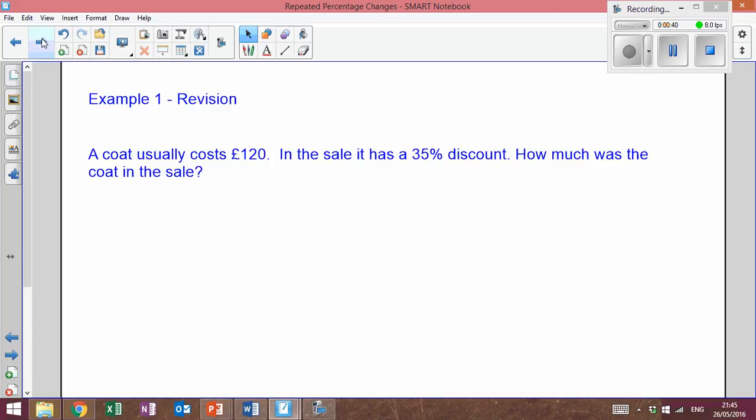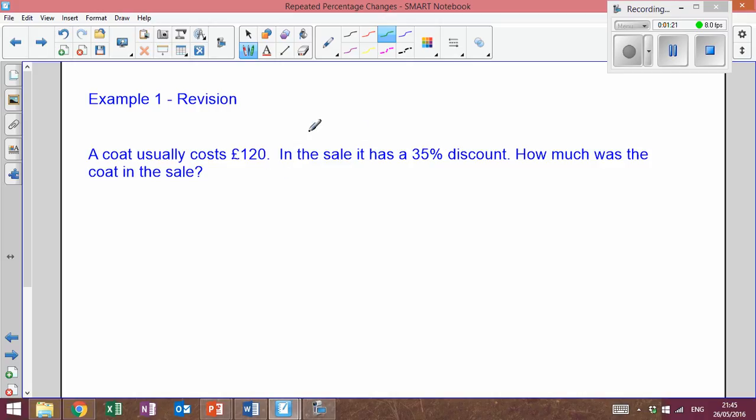Okay, so the first example is just going to be looking at some revision questions. A coat usually costs £120 and in the sale it has a 35% discount. How much was the coat in the sale? Now before this course for National 5, you may have found 10%, multiplied it by 3, also halved it and then added them all together and then taken that off 120 to get your answer. Now within that method there's going to be at least 3 different sums you do, but there's definitely a more efficient method we want to get used to in terms of answering these percentage questions.